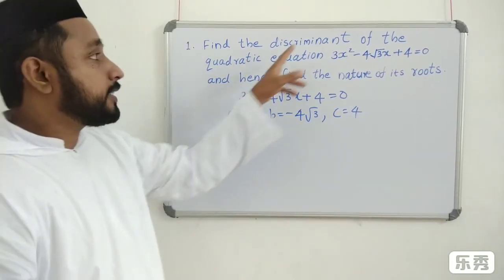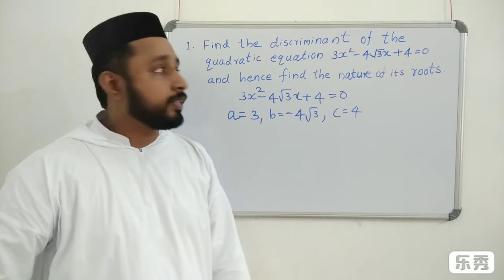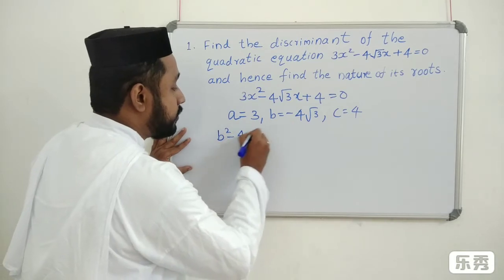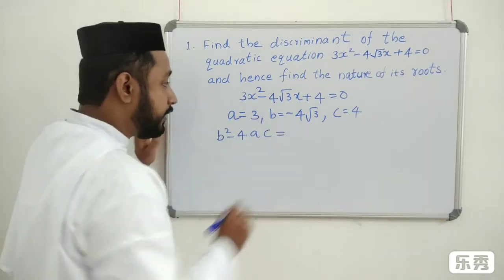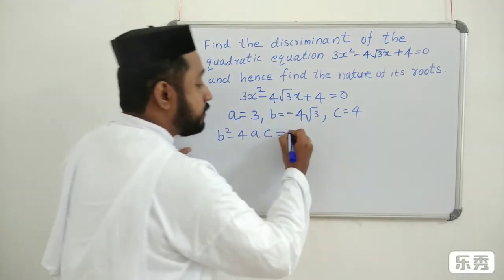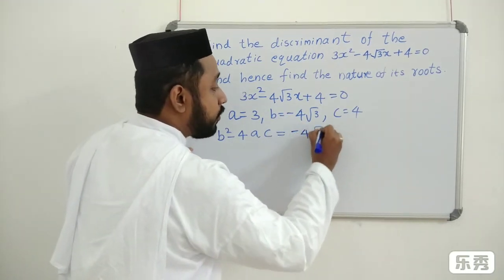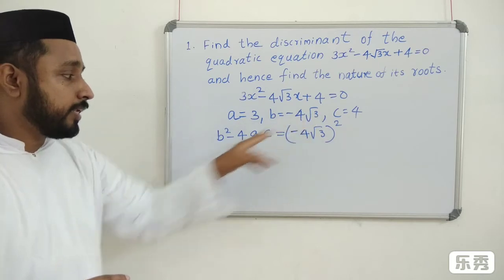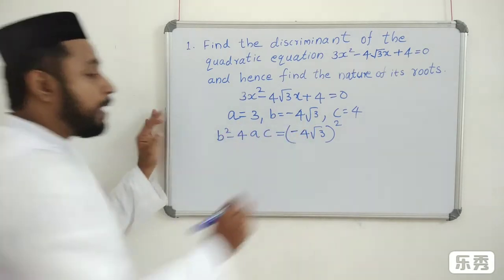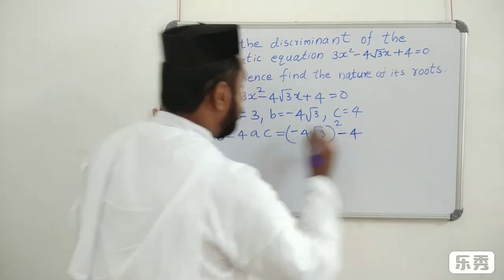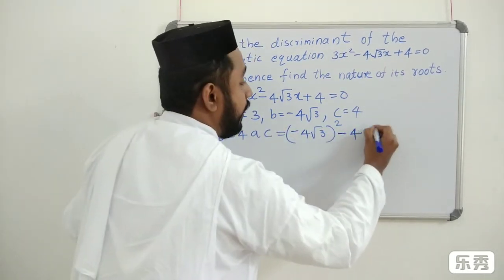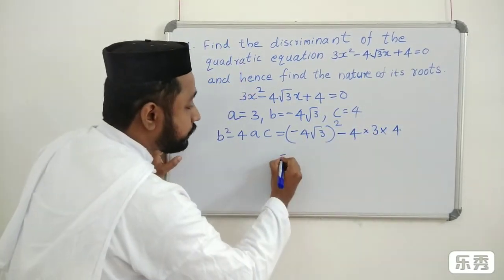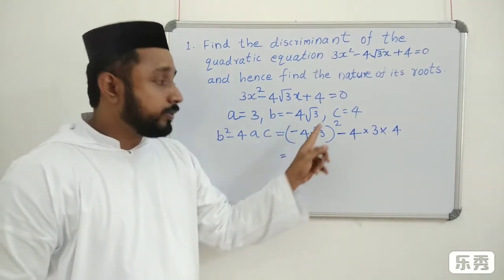First we have to find the discriminant of the equation 3x square minus 4 root 3x plus 4 is equal to 0. So b square minus 4ac is the discriminant. So b square minus 4ac is equal to, here b is equal to minus 4 root 3. So b square means minus 4 root 3 square, minus 4 into ac. a is 3 and c is 4. So 4 into 3 into 4.